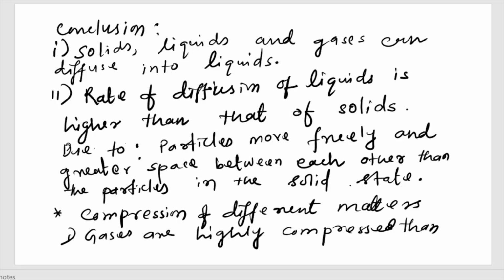What is the rate of diffusion? How will diffusion increase? When the temperature is high. Then the rate of diffusion of liquids is higher than that of solids. Why? Particles freely get space and move freely, with space between each other, compared with the particles in the solid state. In a liquid the space is more, whereas in a solid the space is very small.